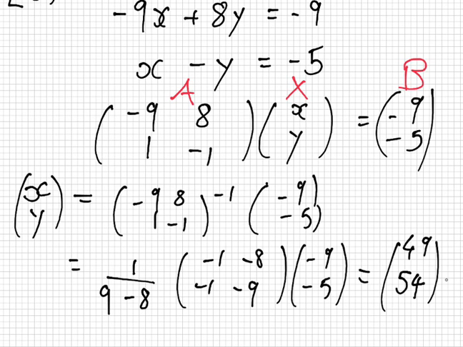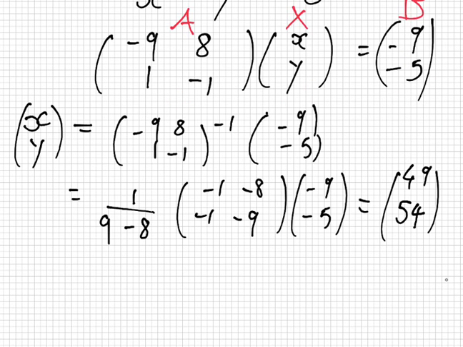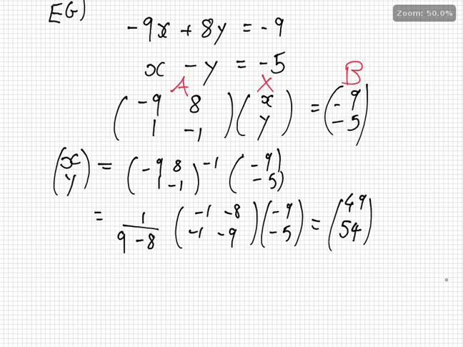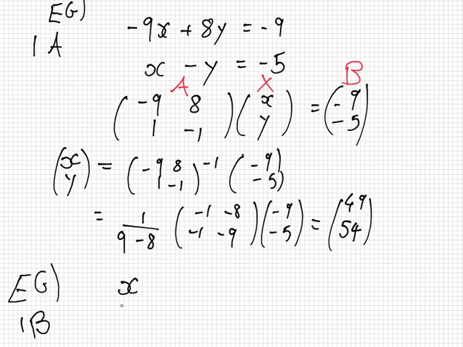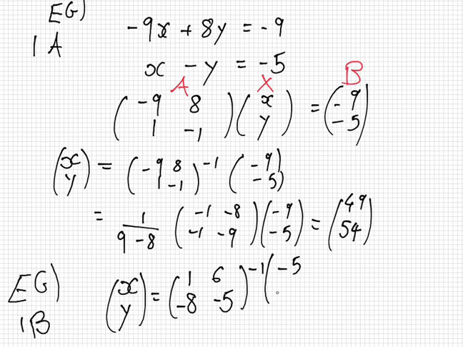I'll do another example now, okay? So, can I scroll down? I'll zoom out. So this was 1a, so this will be 1b. So I can directly go to the answer. If I look at 1b, I can say [x; y] equals [1, 6; minus 8, minus 5] inverse, times [minus 5; minus 3].